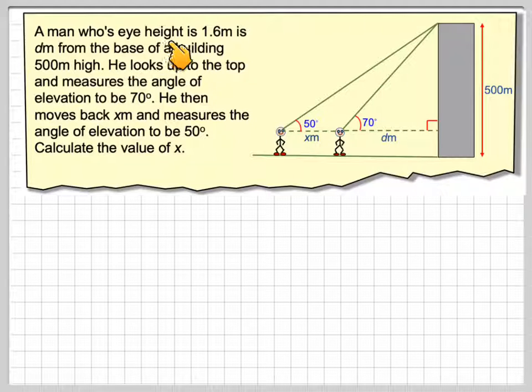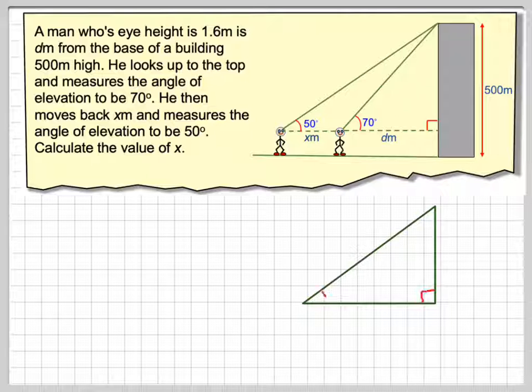A man whose eye height is 1.6 meters is d meters from the base of a building. So he is this distance here from the base of a building, 500 meters high. So this building is 500 meters high. He looks at the top and measures the angle of elevation to be 70 degrees. He then moves back x meters and measures the angle of elevation to be 50. Calculate this value of x here.